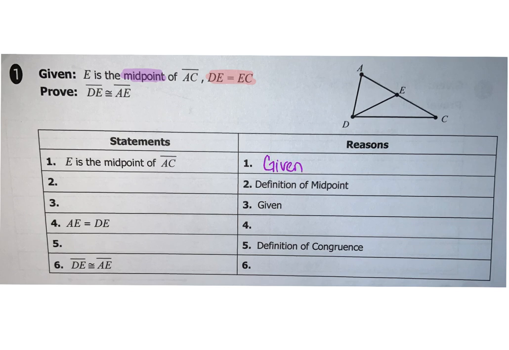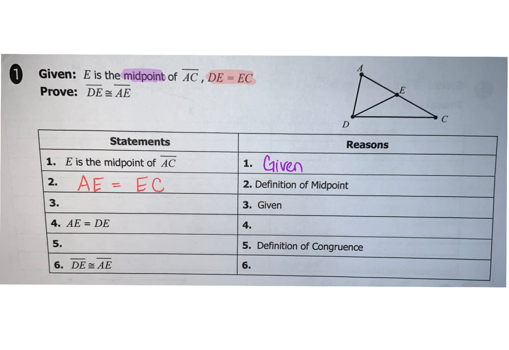Now, definition of midpoint. If E is the midpoint of AC, what does that tell us about these line segments? If this is the midpoint, then AE equals EC because it's right in the middle. That's what midpoint means. So because of the definition of midpoint, A to E equals E to C.